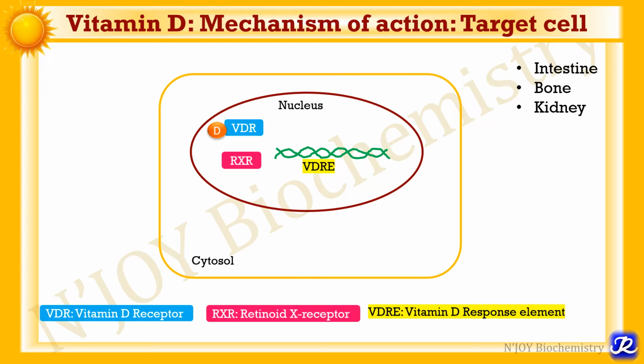This complex of calcitriol and VDR forms a heterodimeric complex with retinoid X receptors, which is attached to retinoic acid. Then this complex binds to the vitamin D response element, that is VDRE, on the DNA and modulates the transcriptional activity of vitamin D responsive genes. Because of that, there is formation of messenger RNA, which is then transported to the cytosol, and desired proteins are synthesized. This is the mechanism of action of calcitriol, which is similar to that of steroid hormones.